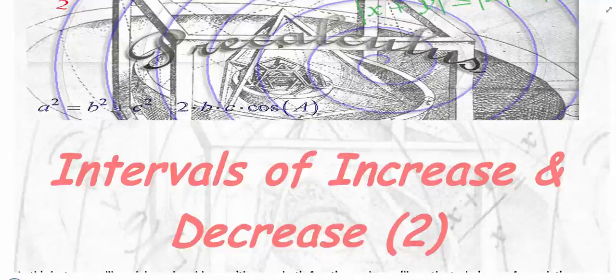This is a second video on intervals of increase and decrease. In this video, we're going to be working with word problems. You will be given a word problem, and in this problem, you will be asked to find either the max or the min of a quantity. The whole question will be to find the model for the quantity, and that's going to be a function.